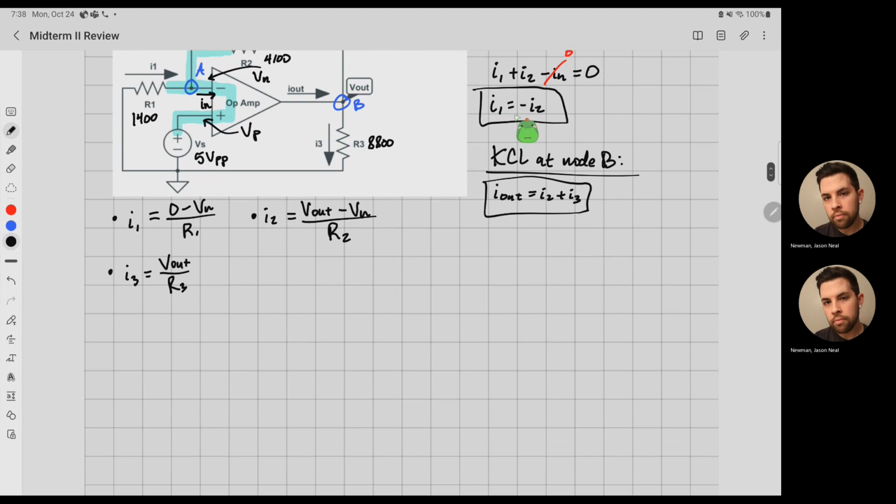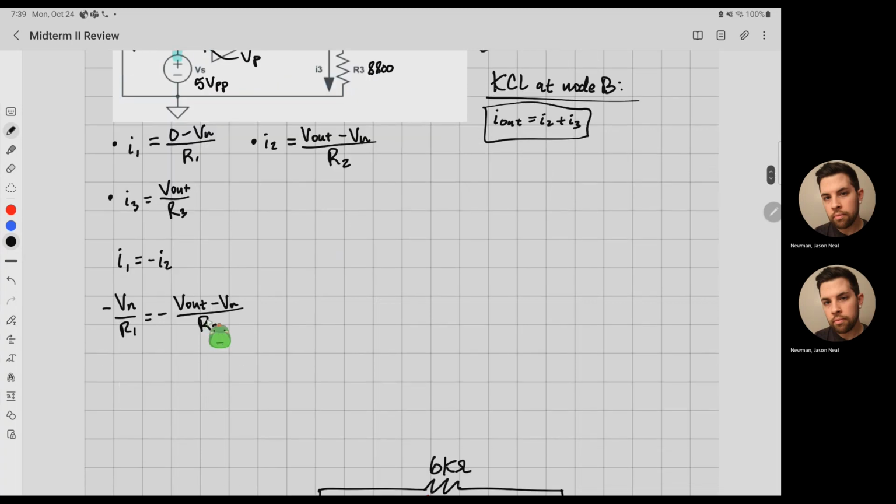So now let's bring this equation down here. I1 equals negative I2. And we know I1 is this. So we could say negative Vn over R1 equals negative I2, which is V out minus Vn over R2. Okay, so now, I know we want to find the currents, but I did want to show y'all how to solve for V out manually without having to rely on those equations. So that's what I'm going to do first. Let's do that real quick.